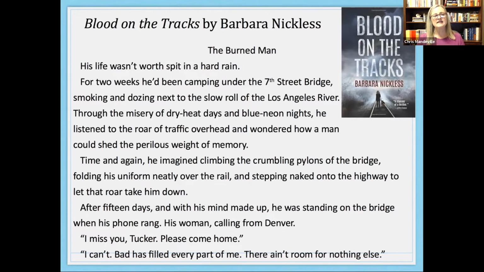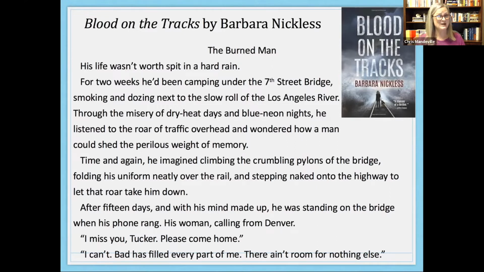The Burned Man. His life wasn't worth spit in a hard rain. For 2 weeks, he'd been camping under the 7th Street Bridge, smoking and dozing next to the slow roll of the Los Angeles River. Through the misery of dry heat days and blue neon light nights, he listened to the roar of traffic overhead and wondered how a man could shed the perilous weight of memory. Time and again, he imagined climbing the crumbling pylons of the bridge, folding his uniform neatly over the rail, and stepping naked onto the highway to let that roar take him down. After 15 days, and with his mind made up, he was standing on the bridge when his phone rang. His woman calling from Denver. I miss you, Tucker. Please come home. I can't. Bad has filled every part of me. There ain't room for nothing else.